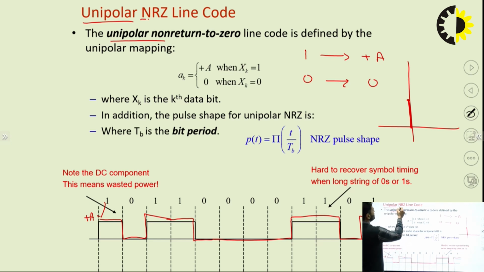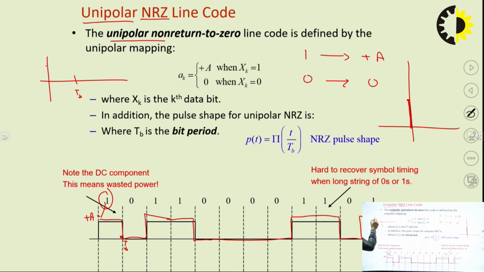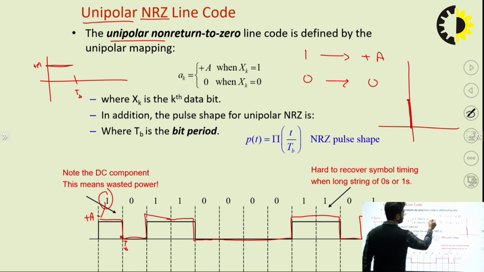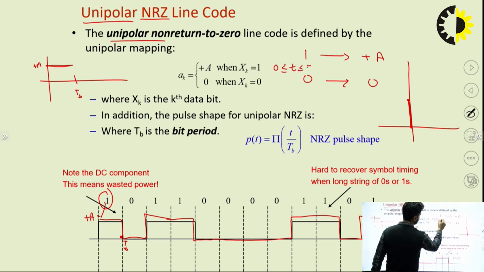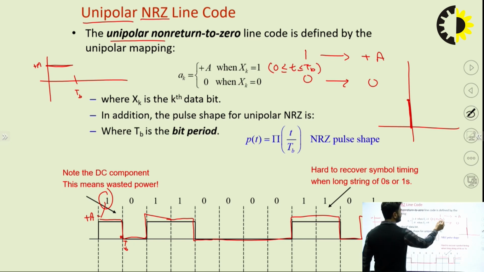Now what is NRZ? Non-return to zero. One bit requires one bit period. One bit is represented by one time period, that is TB, the bit duration. For the complete bit duration it shows a value plus A, that is non-return to zero, right? For the whole complete bit duration, from 0 to TB it shows a value plus A. For the next 0 to TB, when the bit is 0, it shows a value of 0 voltage, right?